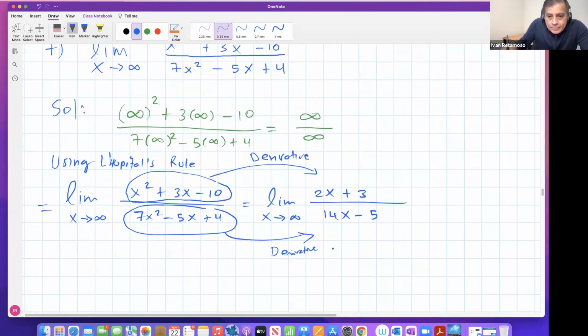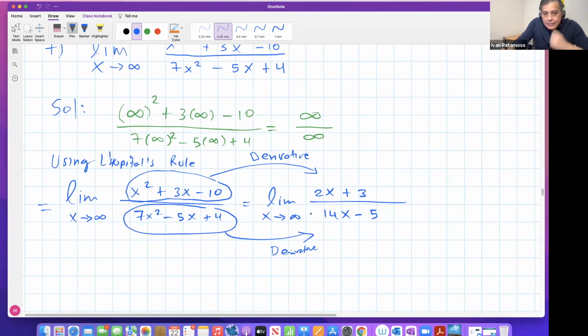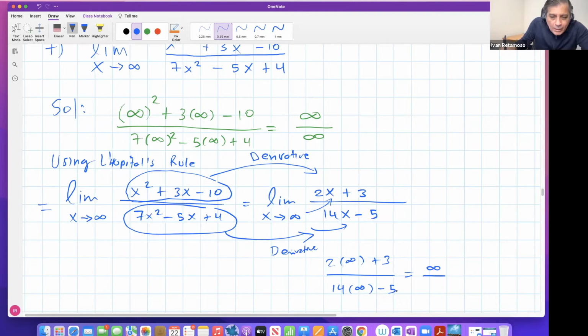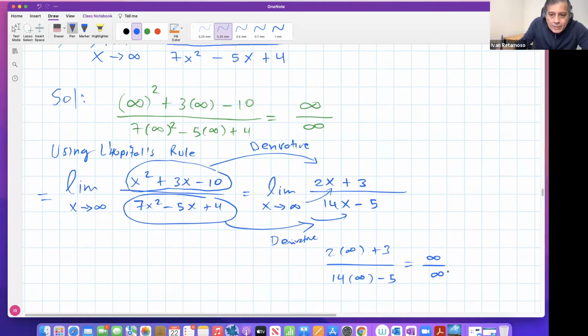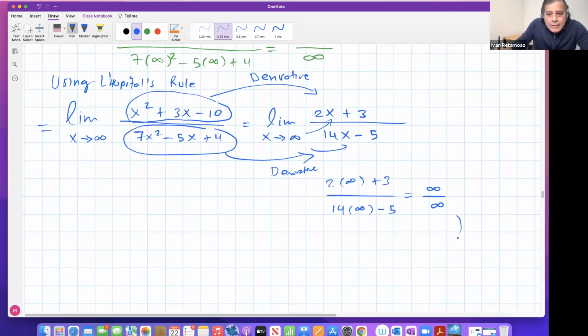But now plug in infinity. 2 times infinity plus 3, over 14 times infinity minus 5. This is 2 times infinity, infinity, plus 3. 3 is nothing for infinity. Infinity swallows up 3. Here, 14 times infinity, infinity, minus 5. 5 is nothing, relatively speaking, compared to infinity. So infinity over infinity again, Professor. Yeah, but remember, if it doesn't work when you apply L'Hopital's rule once, apply L'Hopital's rule again, right?